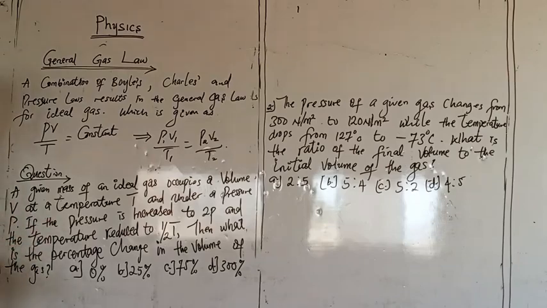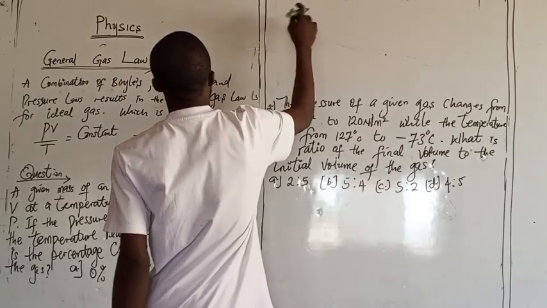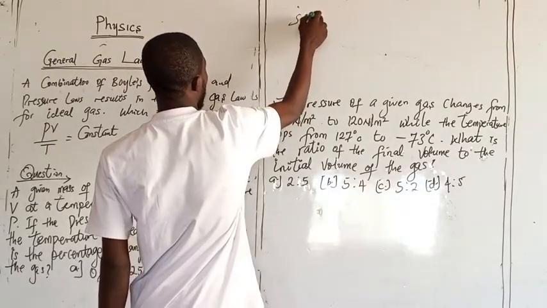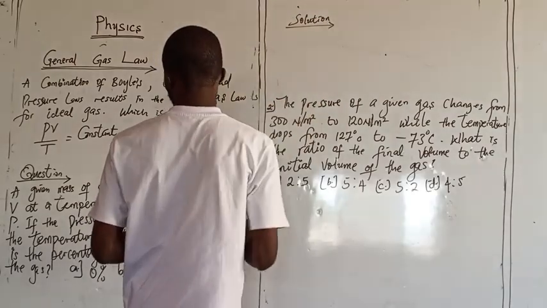So let's quickly take a question under this law. A given mass of an ideal gas occupies volume V at a temperature T and under a pressure P. If the pressure is increased to 2P and the temperature is reduced to half of the initial, which is T, what is the percentage change in the volume of the gas? We have the options here. As usual, let's solve and see which option will be in line with our answer. Solution.